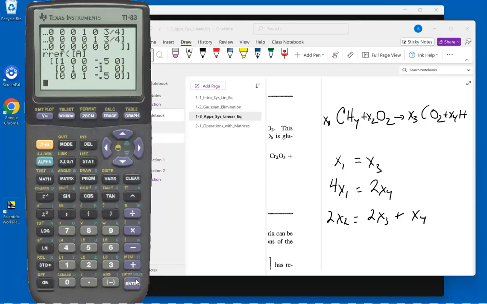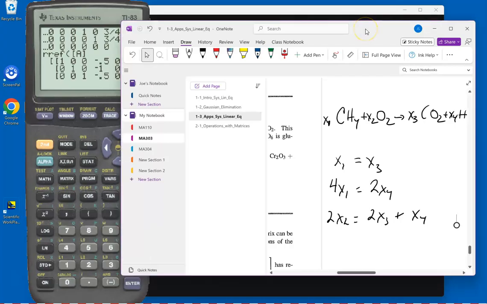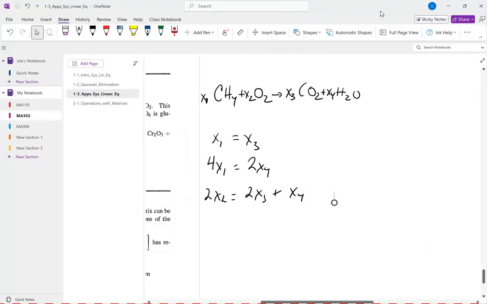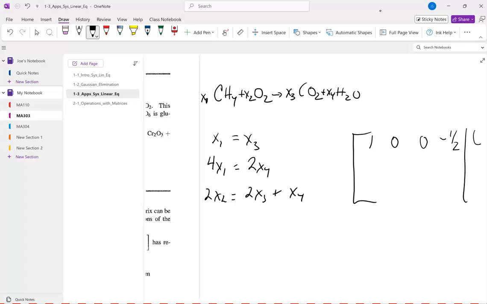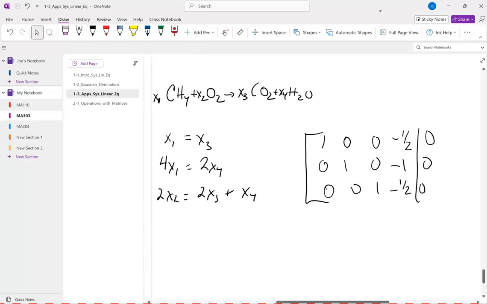All right. So I got a negative a half, a negative 1, and a negative a half. All right. So let's see if I can remember how to do that. All right. So you've got, when you do your reduced row echelon form, this is what it looks like. At least I hope that's what you got.